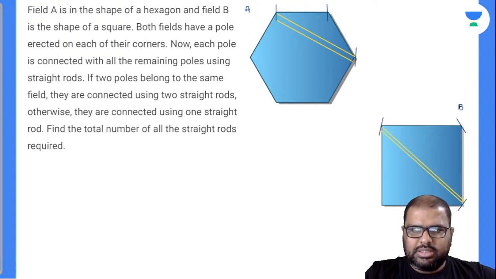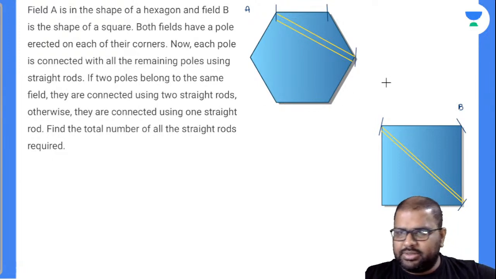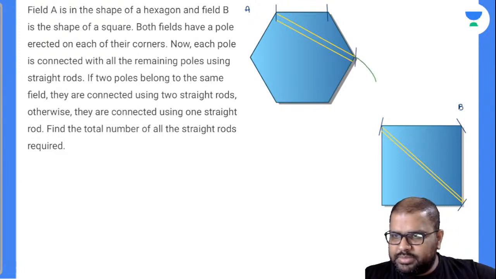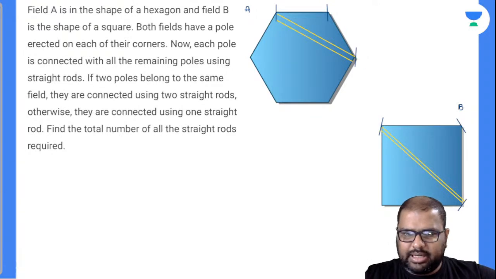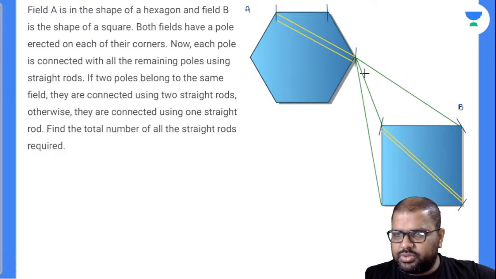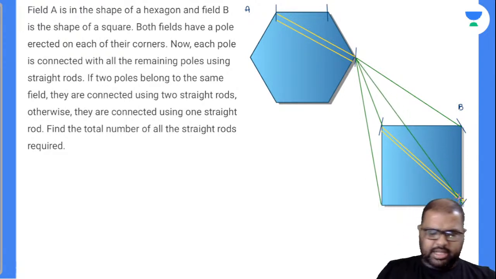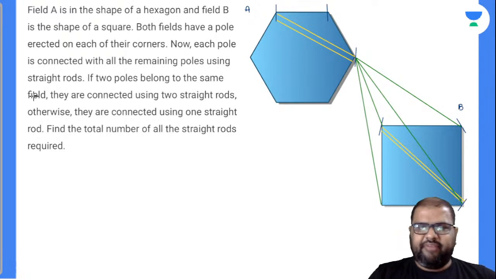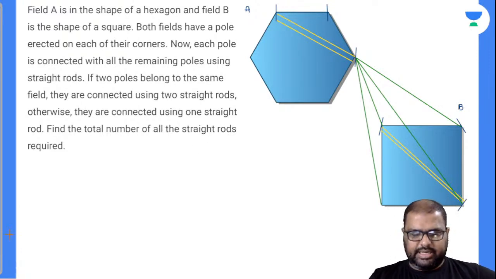So otherwise it seems, I'll write down in red ink. Now see here, this pole to this pole, one rod will be connected. This field to this field. So see here, this field to this field, this corner. Of course you got the point there. Vice versa, between B or A, or B, both are the same. Now find the total number of all the straight rods required to connect all these points is the question asked.